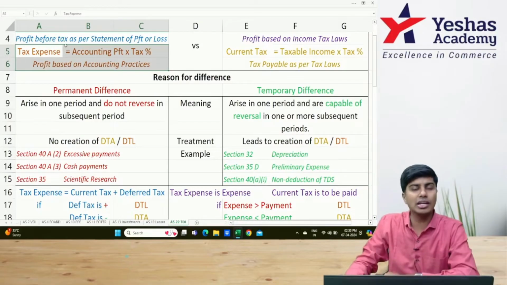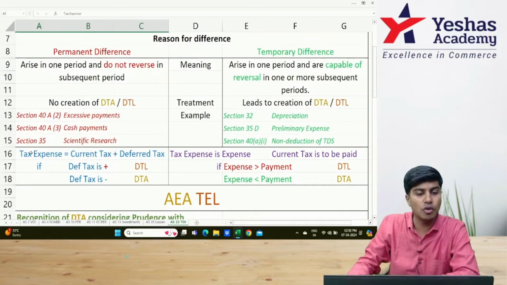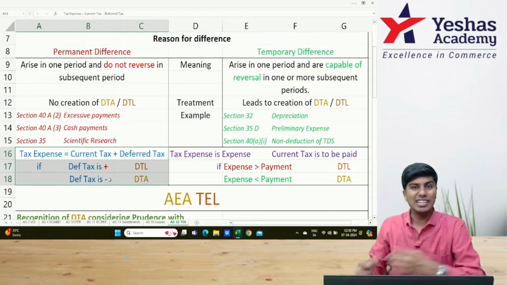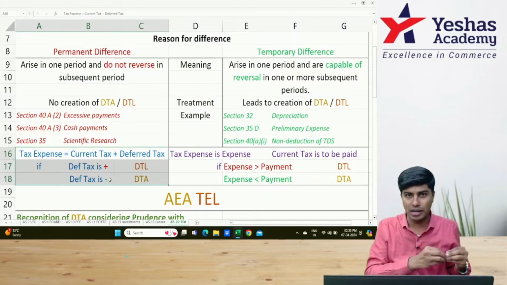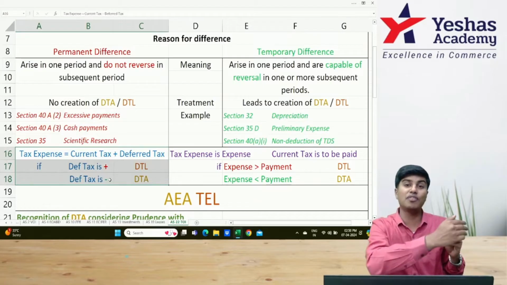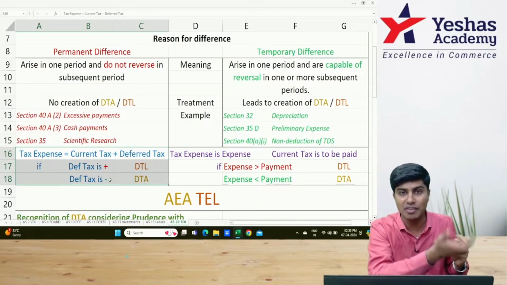So by this we can conclude that there is a formula for determining deferred tax, which goes like: tax expense is equal to current tax plus deferred tax. Tax expense, what will be charged to P&L account, can be paid this year by way of current tax or can be deferred to be paid in the later years, that is deferred tax.